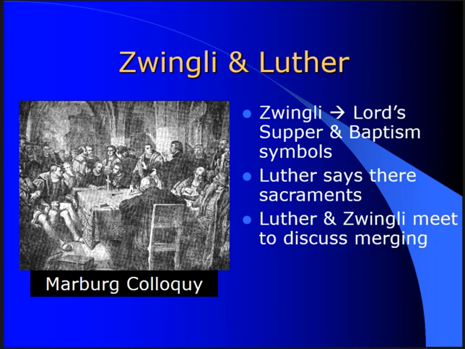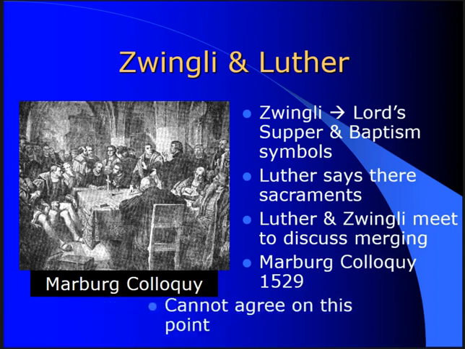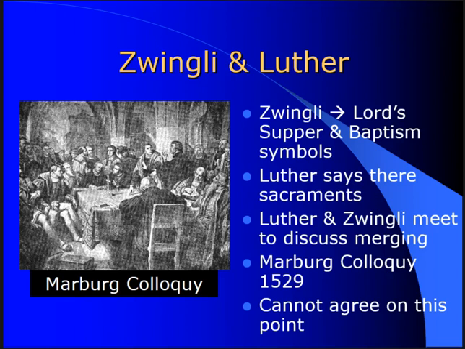Zwingli said all this stuff is symbolic, and Martin Luther said no. Baptism and the Lord's Supper deliver God's grace, forgiveness. So they discuss merger here in 1529, but they cannot agree on the point about baptism and the Lord's Supper, so they never merge. Those are separate ways. So this now means that we had Roman Catholics, that was it. Then we had Roman Catholics and what you might call Lutherans, and that was it. Now we got Roman Catholics, Lutherans, and what's going to become called the Reformed Church. Now I got three. Down in Switzerland, we got another church, see?